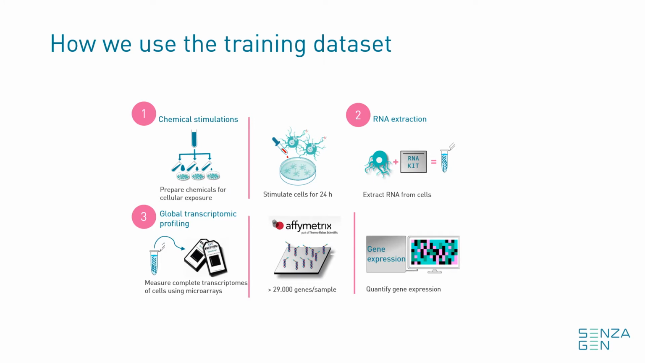To identify genes that are differentially activated in the sensicell cell line, we expose the cells to the reference substances for cellular stimulations. After 24 hours, we extract the RNA and measure the complete transcriptomes of the cells using the Affymetrix microarray platform. For every reference chemical in the training set, we measured the whole genome, which is comprised of 29,000 genes.